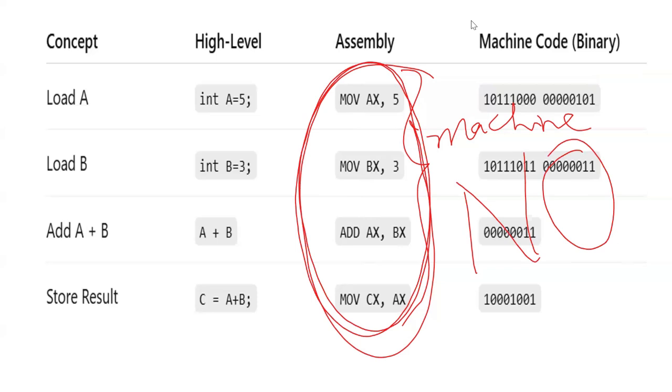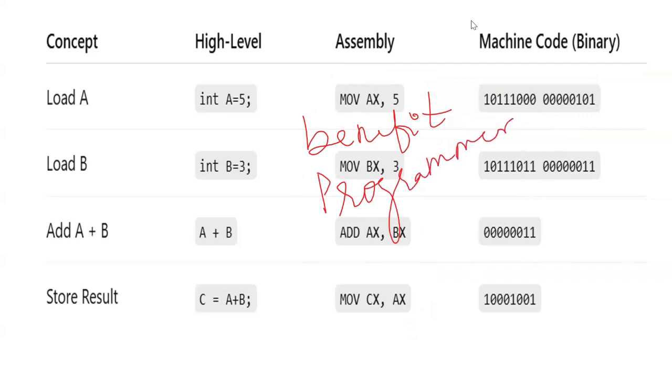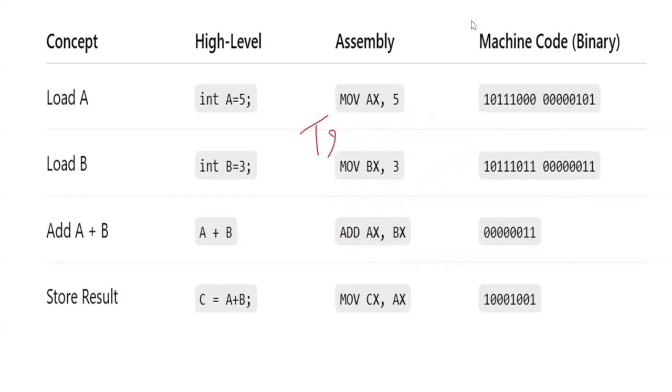Then what extra do you need over here? Okay, so writing in assembly language will only benefit the programmer. The life of the programmer became a little bit easy, but the machine or your computer will not understand this assembly language. It will not understand this machine language. So what we need over here is a translator.